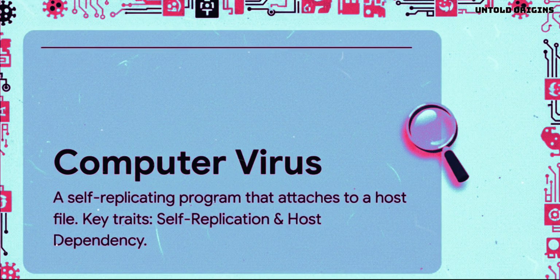Now, you've probably heard the word virus thrown around to describe pretty much any computer problem, right? But technically, it means something very, very specific. A true virus has two main traits. First, just like its biological namesake, it's designed to replicate itself. But the second trait is the really crucial one, host dependency. A virus is basically a parasite. It can't live on its own. It has to attach itself to a host, like a program or a document.